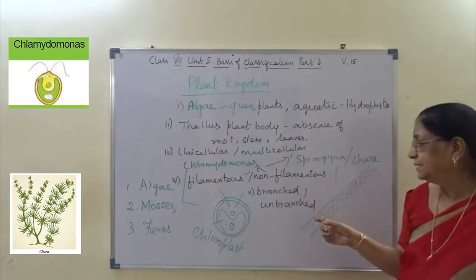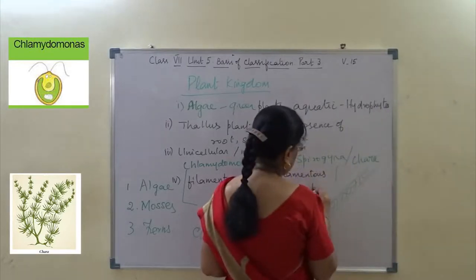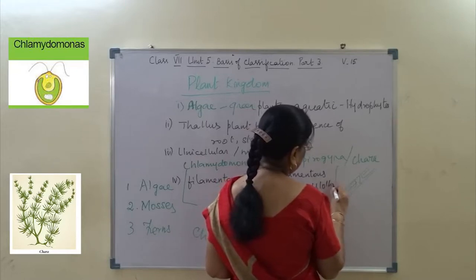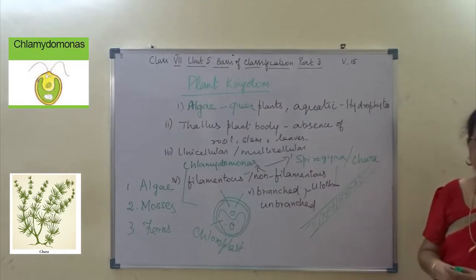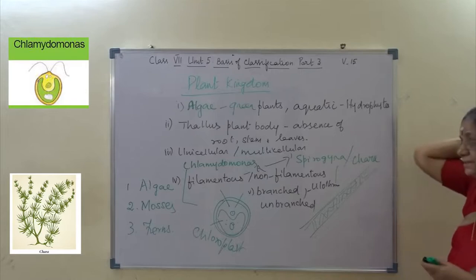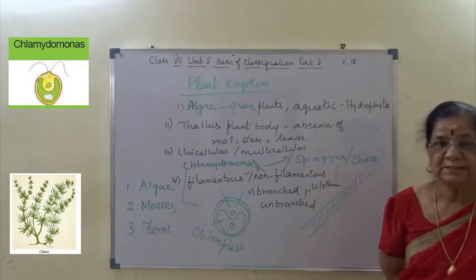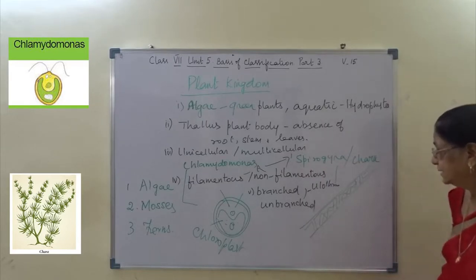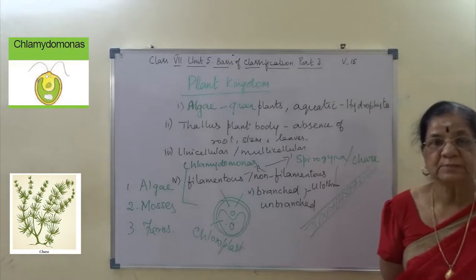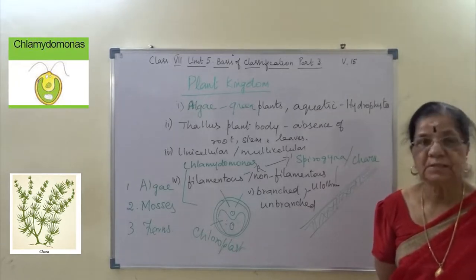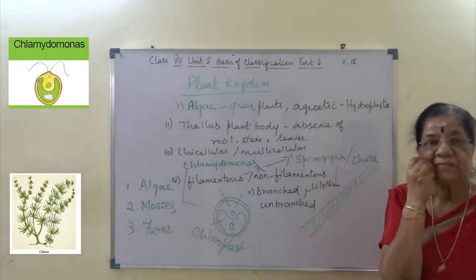A branched filament example is Ulothrix. Whereas unbranched filaments are Spirogyra and Chara. Chara I will not say is filamentous, it is a leaf-like structure. So unbranched filament, example Spirogyra. Branched filament, example Ulothrix. I hope you understand. Are you clear?